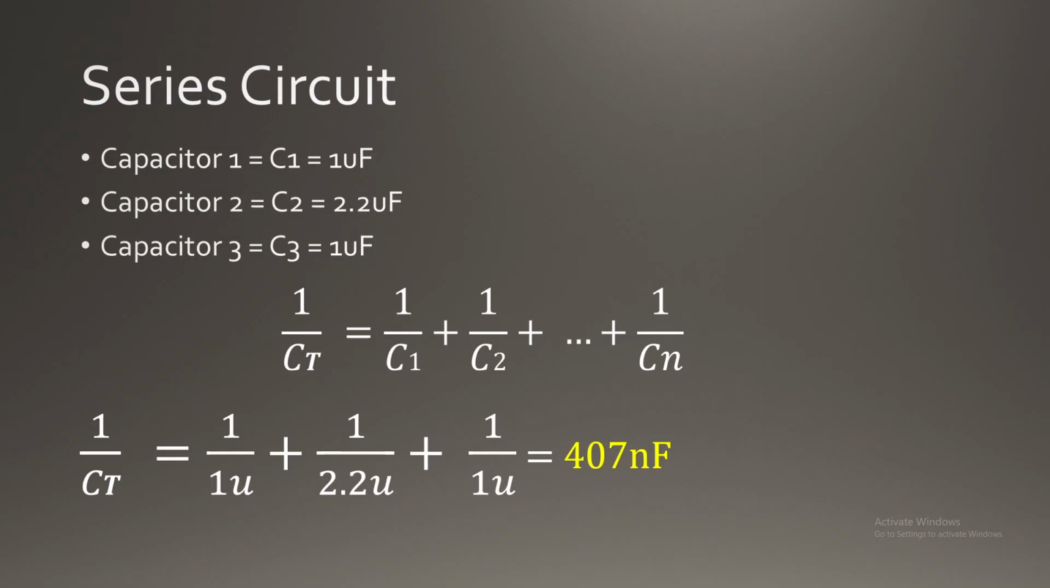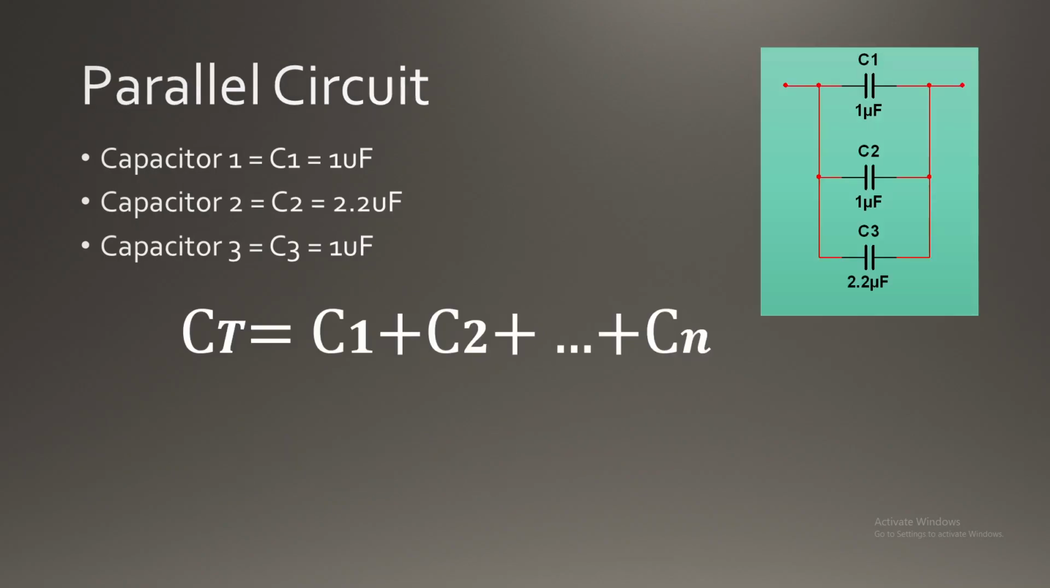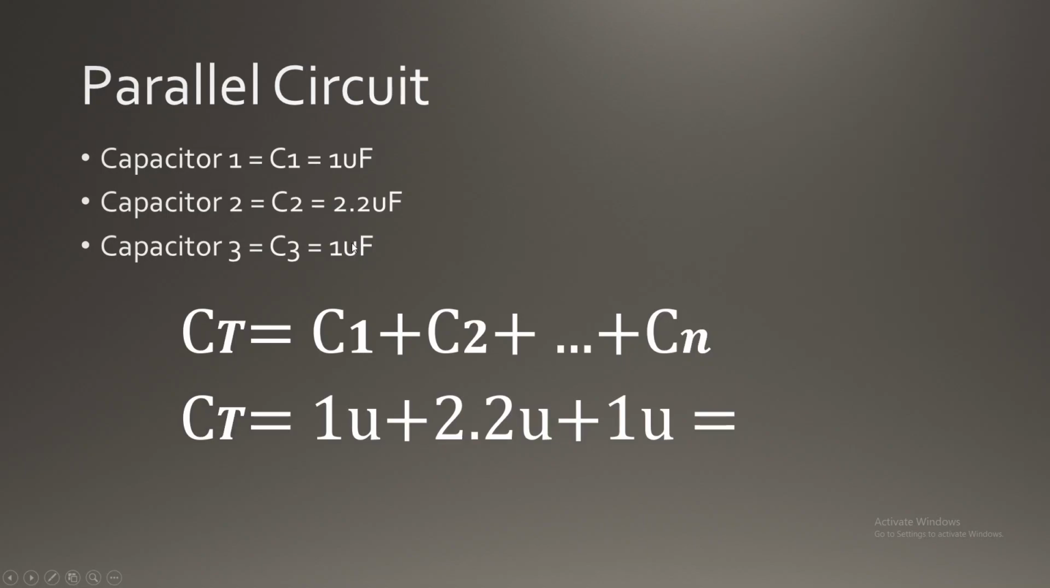Okay, so let's talk about parallel circuit of capacitors. It's similar to the formula of a series circuit for resistors, right? So our total capacitance will become 1 microfarad plus 2.2 microfarad plus 1 microfarad, equivalent to 4.2 microfarad. Okay, so this is how capacitor and resistor act in series and parallel circuits, and now you know how it works and what the current and voltage are in series and parallel.